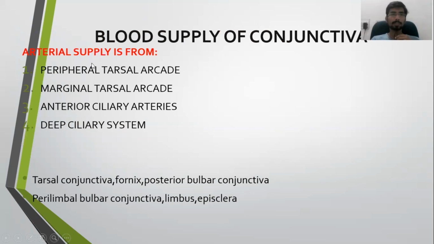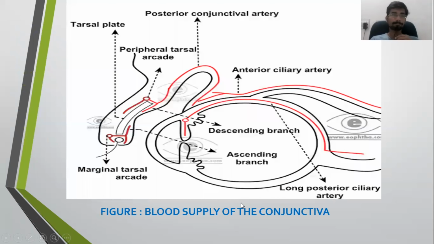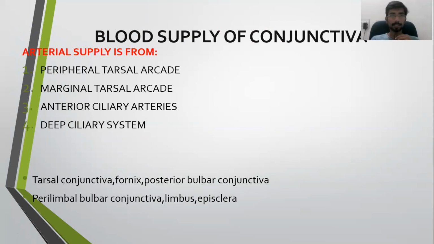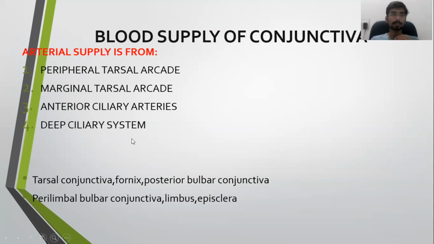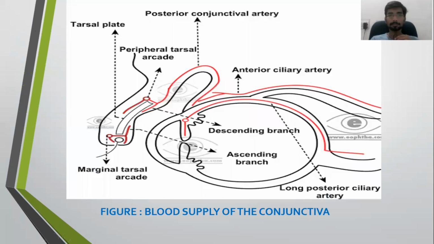Blood supply of conjunctiva, arterial supply is from peripheral tarsal arcade and marginal tarsal arcade, anterior ciliary arteries and deep ciliary system. Tarsal conjunctiva, fornix, posterior bulbar conjunctiva and perilimbal conjunctiva, limbus and episclera. So peripheral tarsal and marginal tarsal arcades are there. This is peripheral tarsal arcade and this is marginal tarsal arcade. Anterior ciliary and deep ciliary. This is anterior ciliary artery.